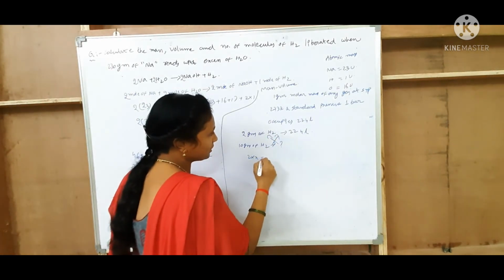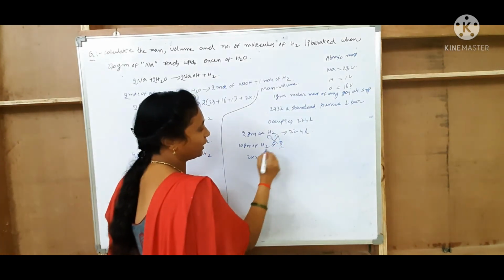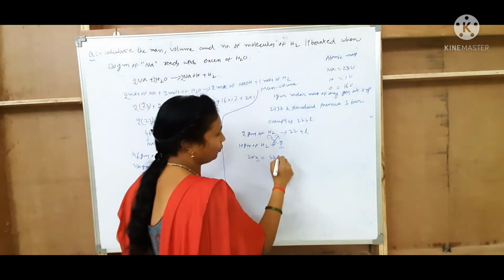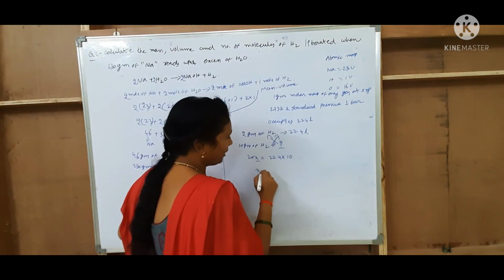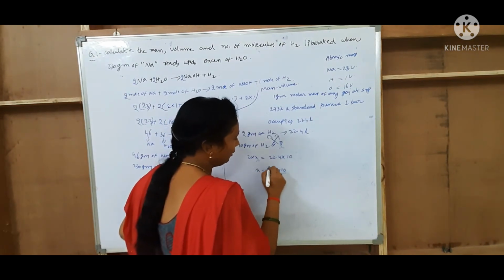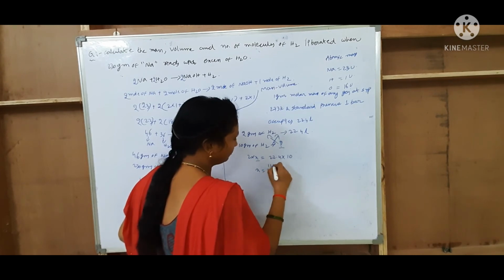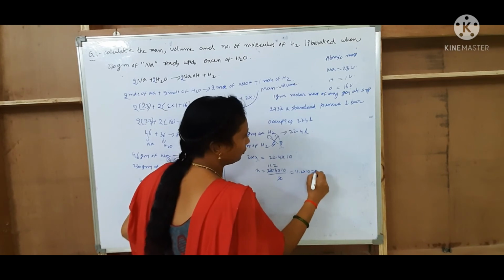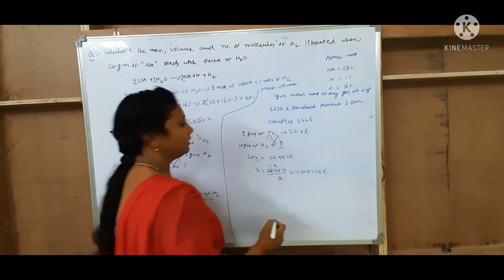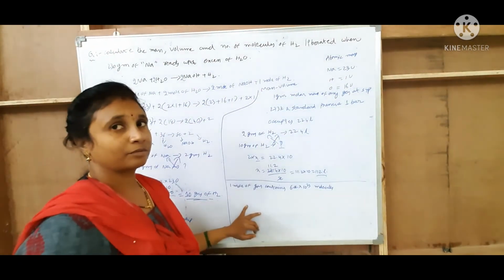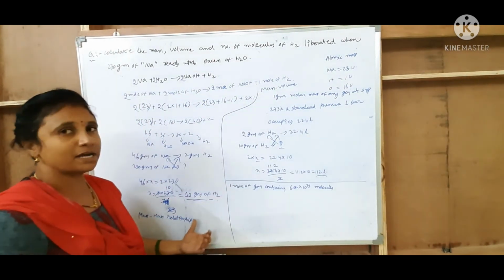2 into x is equal to, x is nothing but we don't know the answer, that I am taking as the x. 2 into x is equal to 22.4 into 10. x is equal to 22.4 into 10 by 2. 2 ones are 2, 11.2. That is equal to 11.2 into 10 is equal to 112 liters. This is the answer. This is known as the mass volume relationship. Here we have found the mass and volume.